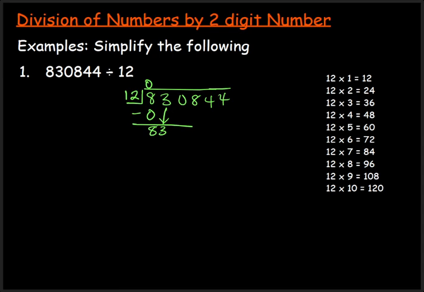So we have our times table here. 12 into 83. We can't use 84. 84 is bigger than 83, so we go for 72. We go with 72. That would be 6. 12 times 6 will give us 72. Subtract. What do we have? 3 minus 2, 1. 8 minus 7, 1.